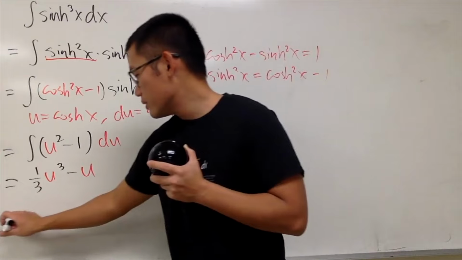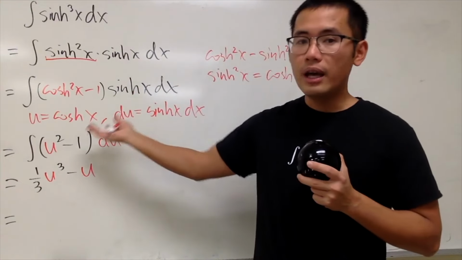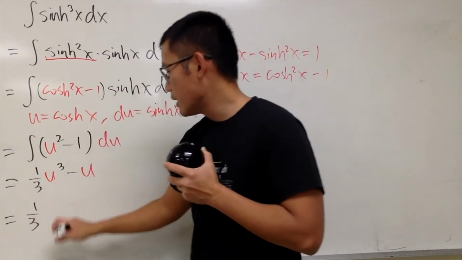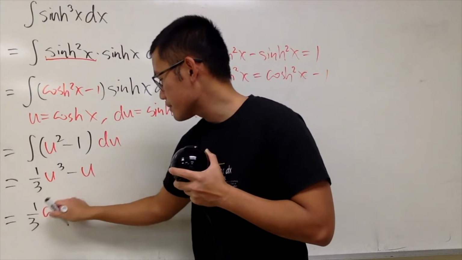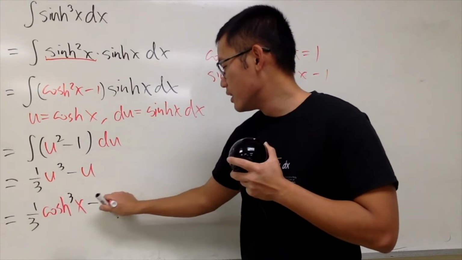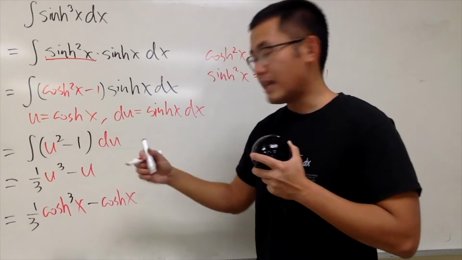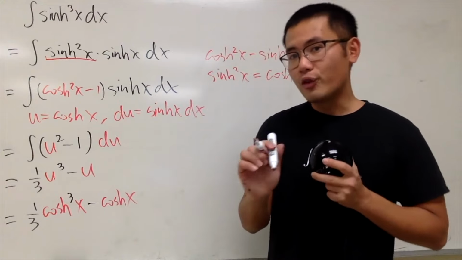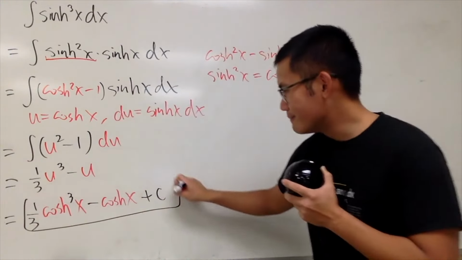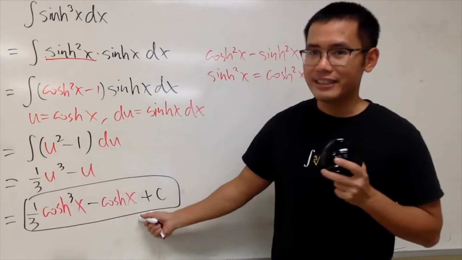That's pretty much it. And we just have to go back to the x world. Put this back, put this back. So we have 1/3, and we have cosh to the third power x, and then minus cosh x, like this. In the end, don't forget the plus c. So we will put down the plus c. And this right here, yes, it's it.